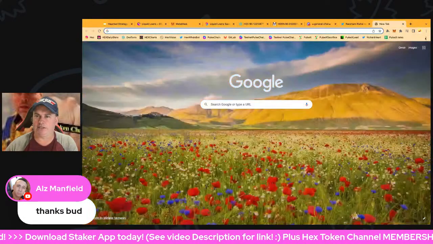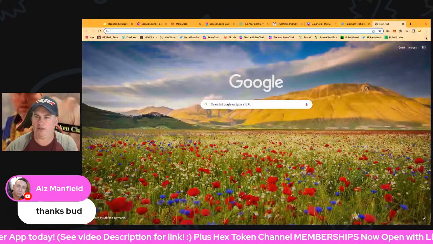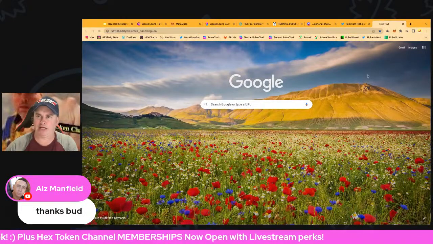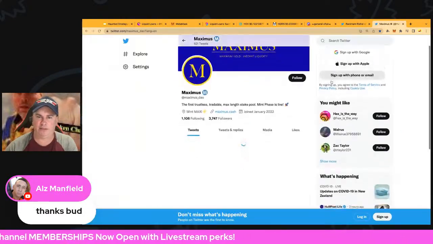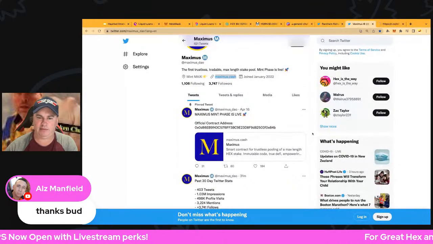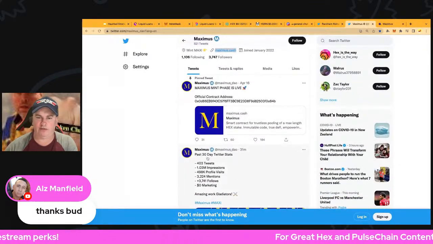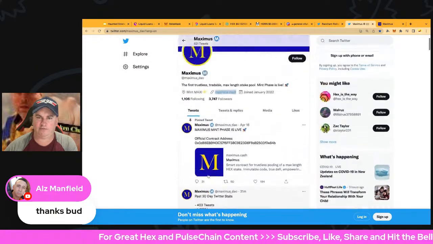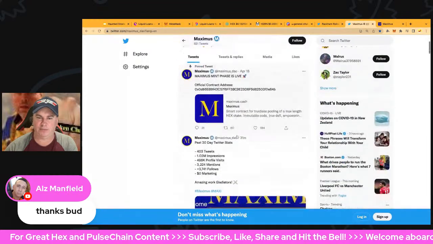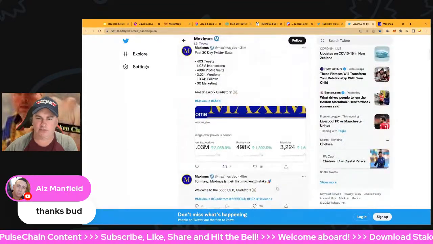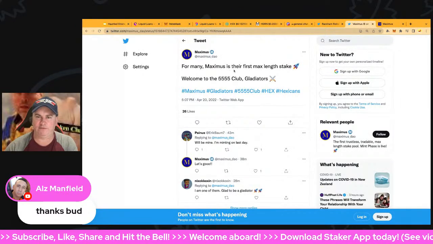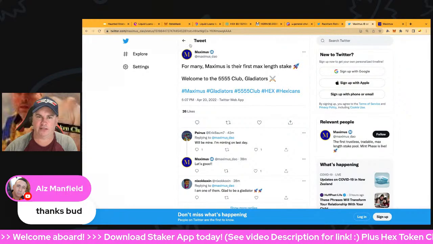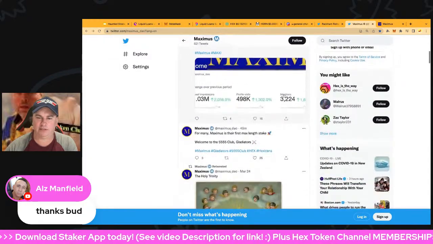Finally, let's check out how Maximus is going. Here we've got Maximus on Twitter. We might as well check out a few, see if they've got anything out on that at the moment. We're going to have a look at Maximus Cash. So 31 minutes ago, over the 30-day Twitter stats there. So looking good there. They've got followers up to 3,747. That's doing pretty well. What else? For many, Maximus is their first max length stake. Welcome to the 5 Club Gladiators. So exciting for that. I think that's probably it there as well.